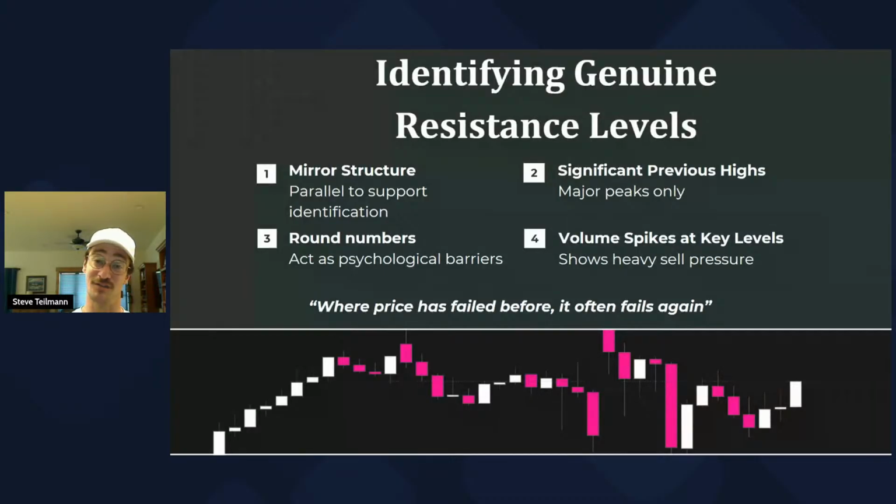If you see big volume and no forward progress, and maybe a big top wick and maybe the start of a reversal, that's a big sign that a local top is in, and that you've encountered heavy selling pressure. So these are some things to consider for resistance levels. And just remember, where price failed before, it often fails again. Just how it works. So next up is the role reversal concept.